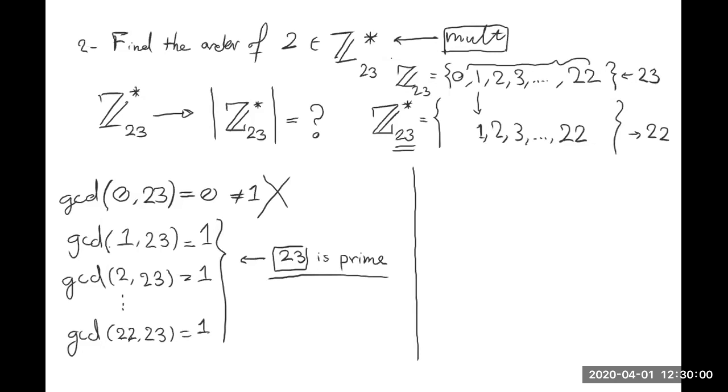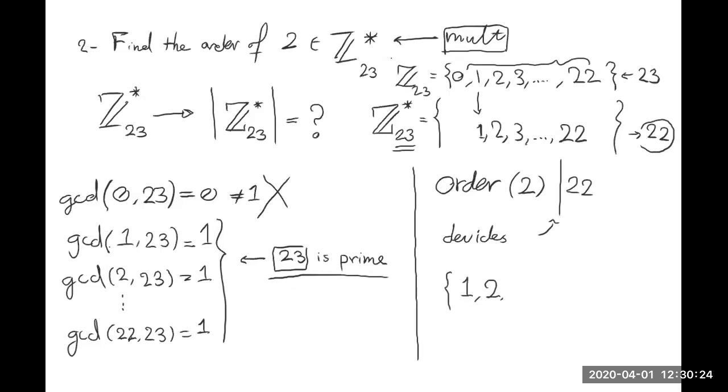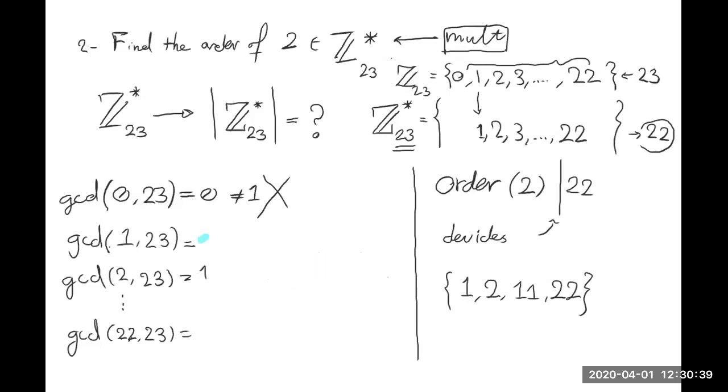Now we want to find the order of 2, but as you remember, I just said the order of any element divides the total number of elements in that group, which is 22. So what are the numbers which divide 22? 1, 2, 11, 22. These are the natural numbers which divide 22. There is nothing else. So the order of 2 is one of these numbers. We should just try these 4 numbers to see which one of them is the answer.